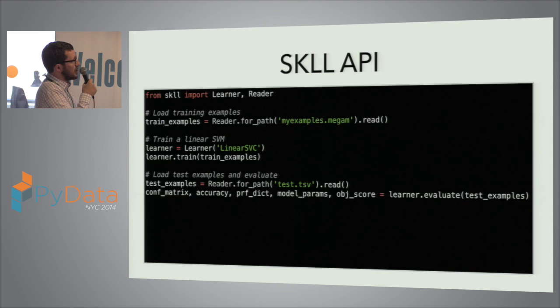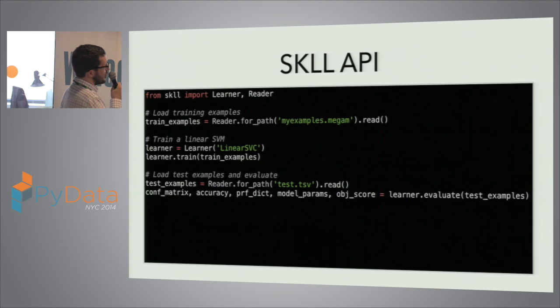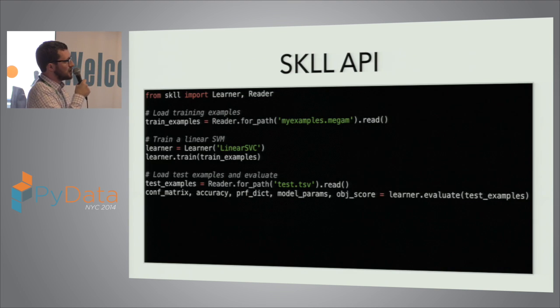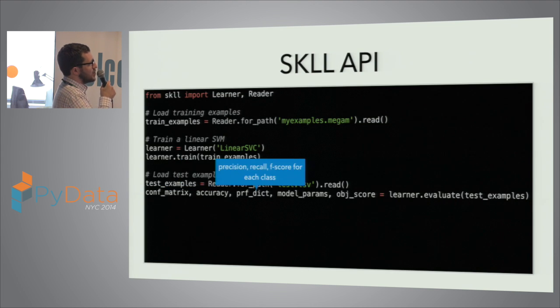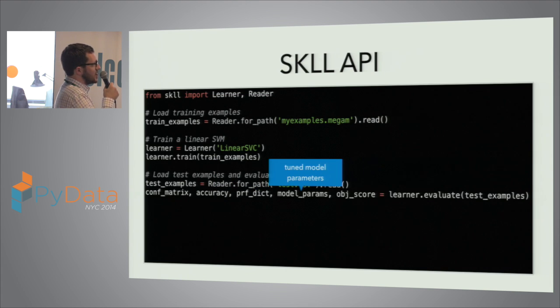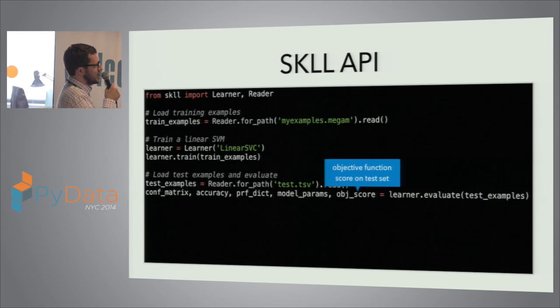Now that you have your trained model, you can load some test examples and call learner.evaluate on it. learner.evaluate returns a tuple of a ton of stuff, which is because as we were going along, we needed more and more things returned, and so they kept adding on. So we've got the confusion matrix, the output file, the overall accuracy, the precision, recall, and F-score for each class, the tuned model parameters, and the objective function score on the test set.